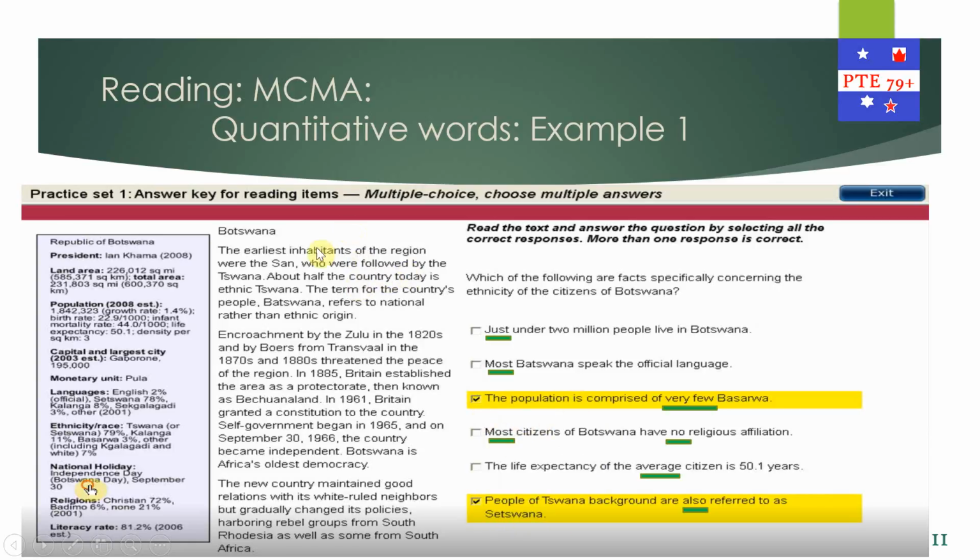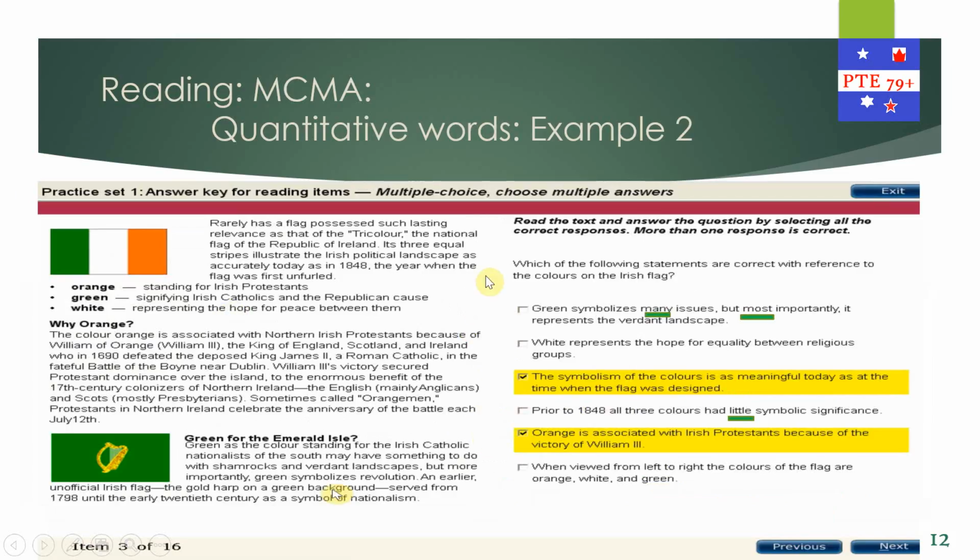This slide is from the mock test video that I put up a couple of weeks back. It's from the original practice tests. So that's the approach. Okay, now let's skip to the second thing. Now let's say we get this question. Now see the paragraphs, one, two, three. So again about 150 to 180 words, and then: which of the following statements are correct with reference to the colors of this flag, the Irish flag?